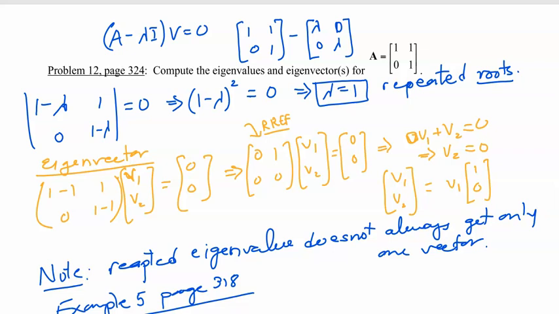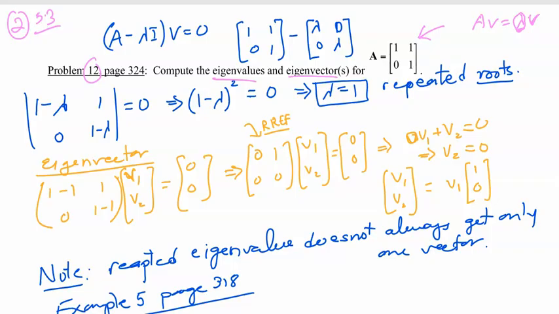All right, this is the second video on 5.3. So again, this is number 12. Compute eigenvalues and eigenvectors for this matrix A. Again, remember that A V equals lambda V, where lambda is just a number and V is a vector.